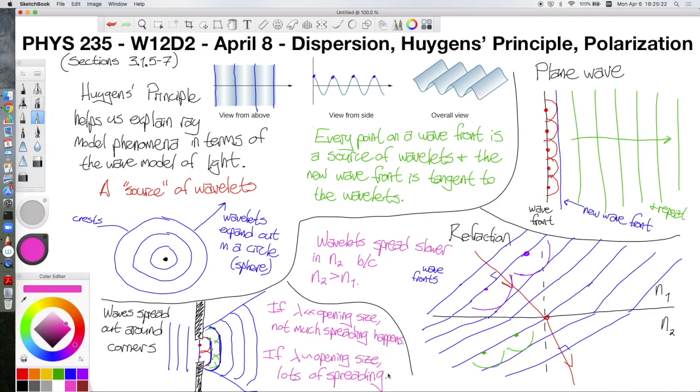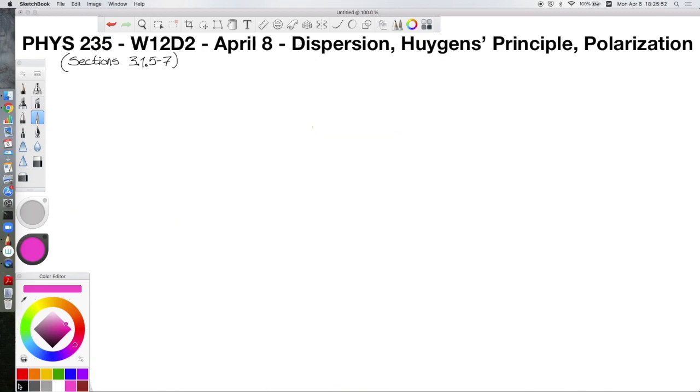And the fact that light spreads out around corners, and sound, it's also a wave, so sound will also spread out around corners, is very good for us. Because if it didn't, that would mean we would need to have direct line of sight to someone in order to communicate with them. And the last thing I want to talk about today is polarizers.